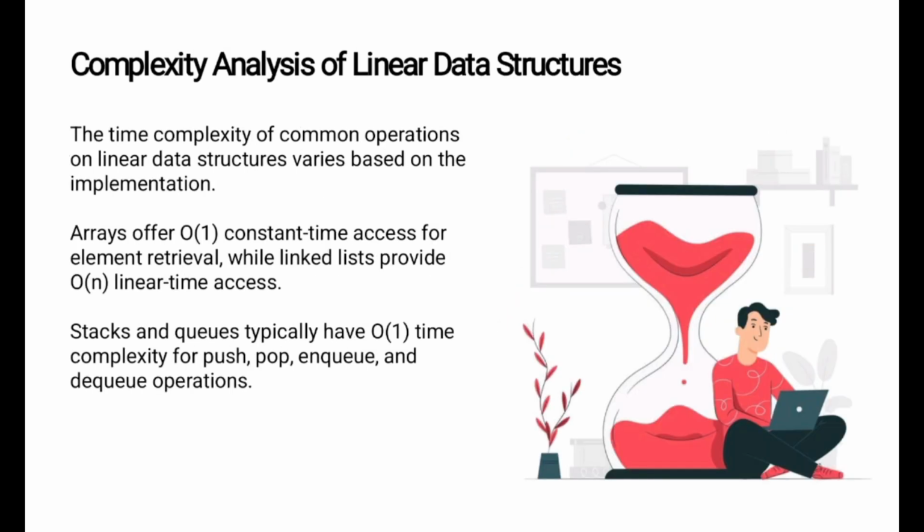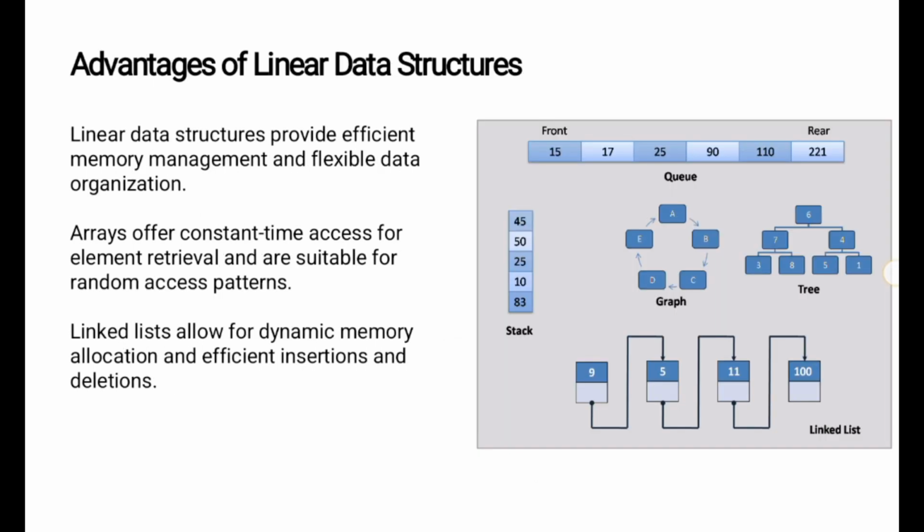Complexity analysis of linear data structures. The time complexity of common operations on linear data structures varies based on the implementation. Arrays offer O(1) constant time access for element retrieval, while linked lists provide O(n) linear time access. Stacks and queues typically have O(1) time complexity for push, pop, enqueue, and dequeue operations.